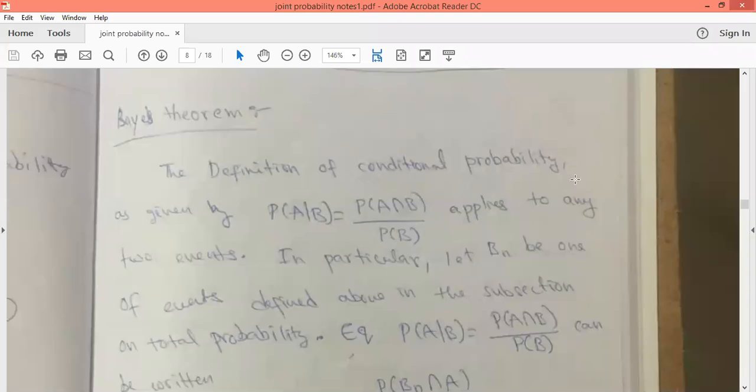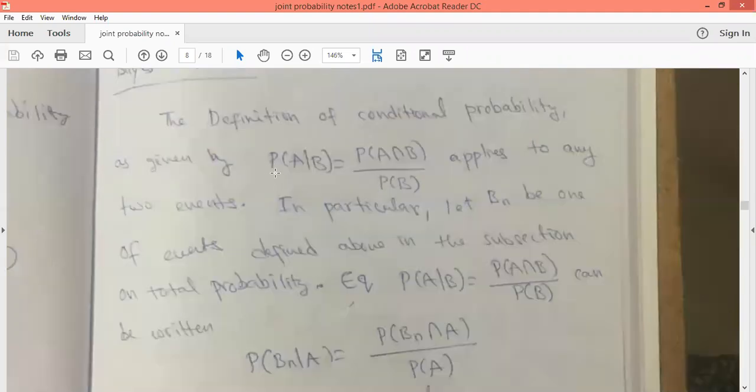So now we'll discuss Bayes' theorem. From the conditional probability, we know that probability of A given B is equal to probability of A intersection B divided by probability of B. It is applied for any two events.